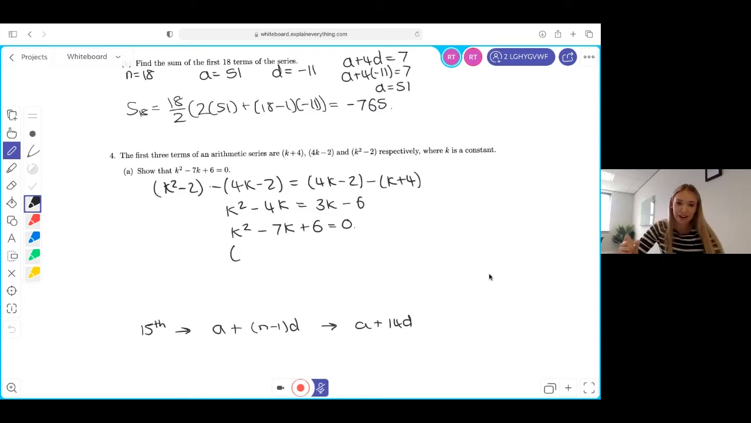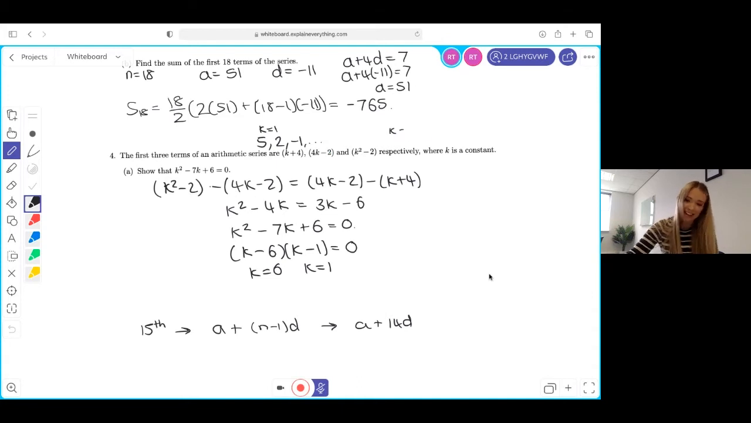So if we just factorise our k squared minus 7k plus 6, you can probably just do this on your calculators. I hope that you all still think about these. Don't automatically go straight to your calculators. We'll get 2 solutions, so either k is 6 or k is 1. If we look at these 2 solutions, if k is 1, then our first term of the series would be 5, our second term would be 2, and our third term would be minus 1.